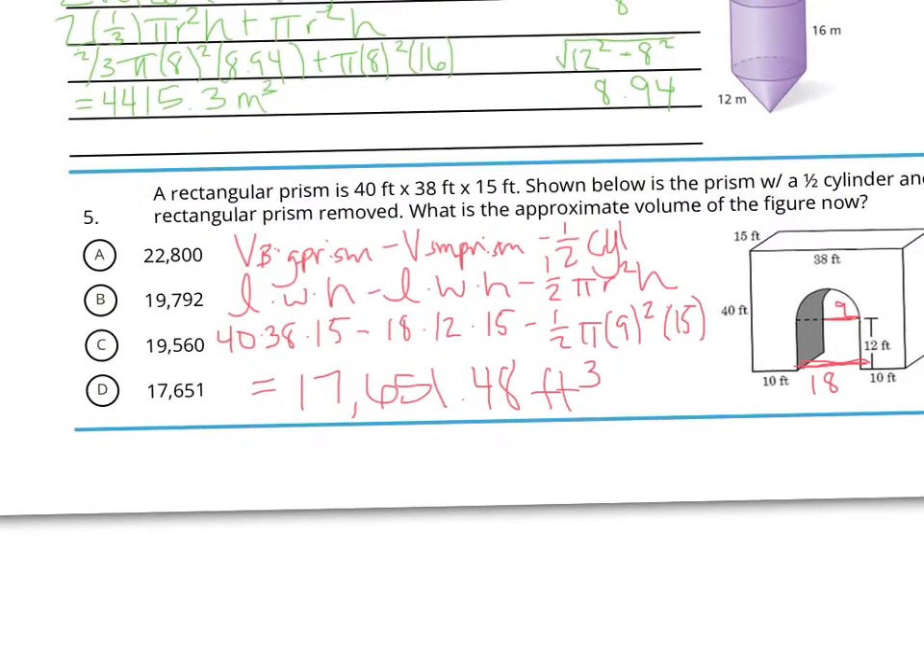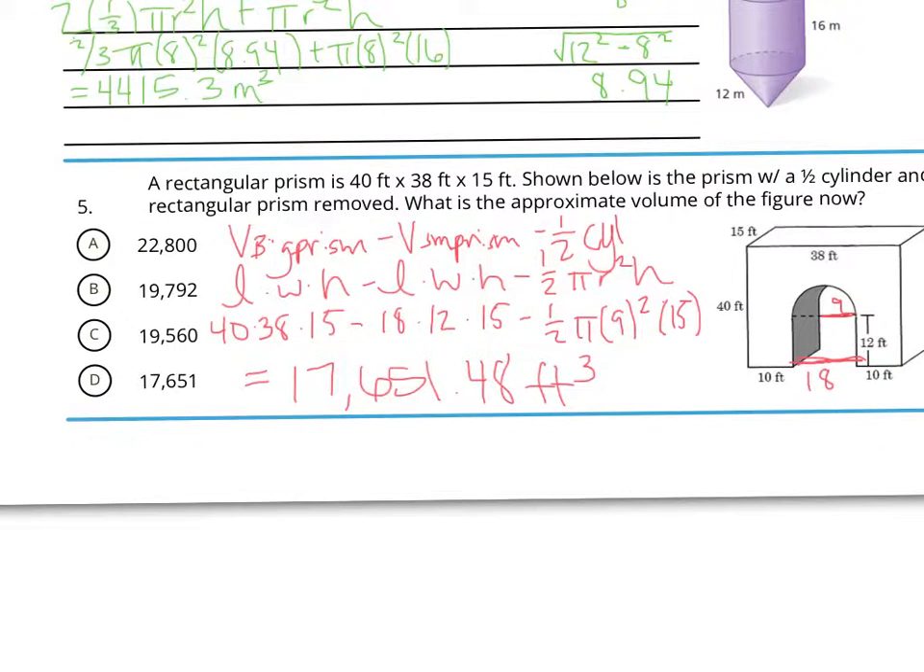All right, this guy right here. So it told you what was happening in the problem. You just kind of had to make sure you could visualize it and understand. We have a big rectangular prism that is 40 by 38 by 15. And then we cut out a small rectangular prism on the bottom, and we cut out half a cylinder.